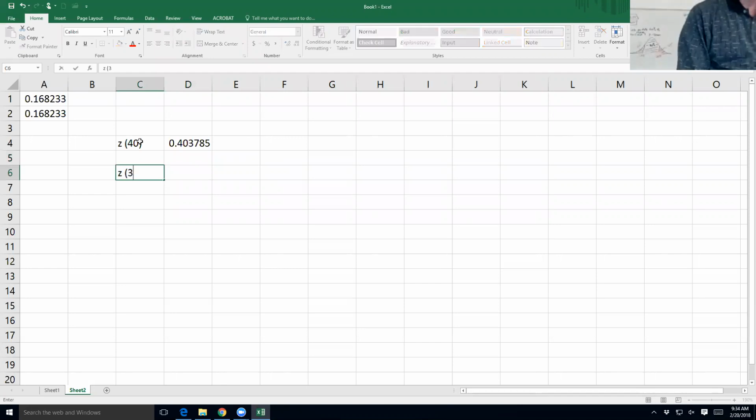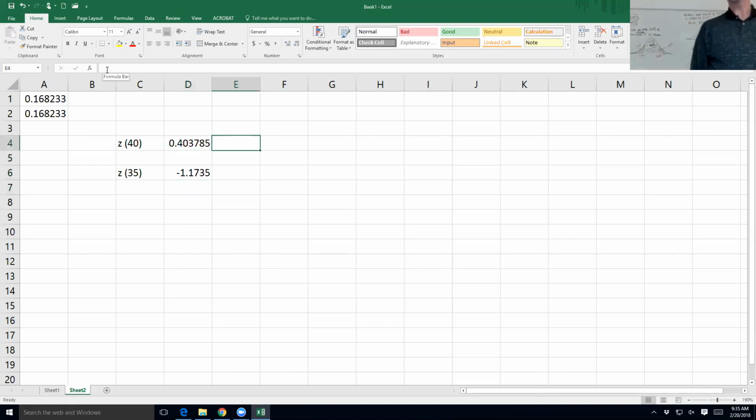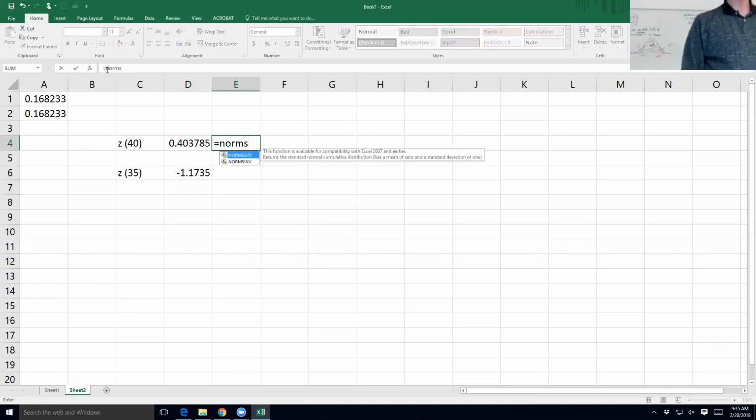The z for the 35 is going to equal 35 minus 38.72 divided by 3.17. Make sure you use your parentheses. That can be a thing that messes people up. Gives me negative 1.17. So I got both of my z-scores here. Now, the command we're going to use is NORM.S.DIST. Use the one without periods. The one with periods you could use, but it's a little harder to use.